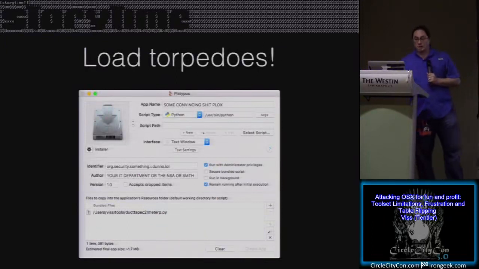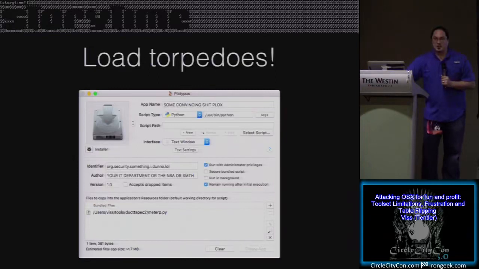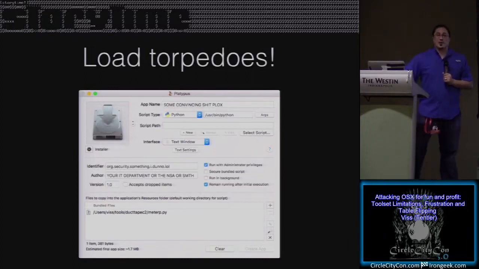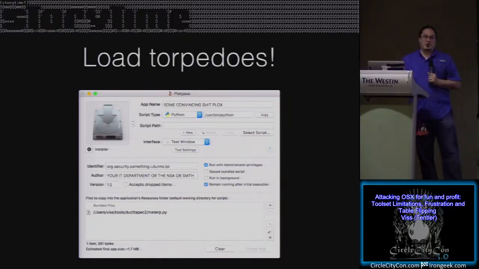And Platypus is actually really, really crafty. I really like this tool. It'll take any script or binary that you have on your system and turn it into a .app. Now, a .app, for people that aren't Mac people, isn't actually a file, it's a directory, which makes it difficult to transport, because you can't drag and drop a .app into an email application. It's the same as dragging and dropping a directory.